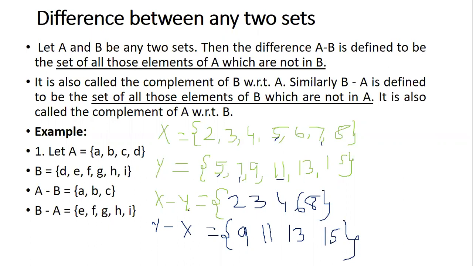So X minus Y is 2, 3, 4, 6, 8. Y minus X is 9, 11, 13 and 15. Very good. So everybody is clear with the concept?